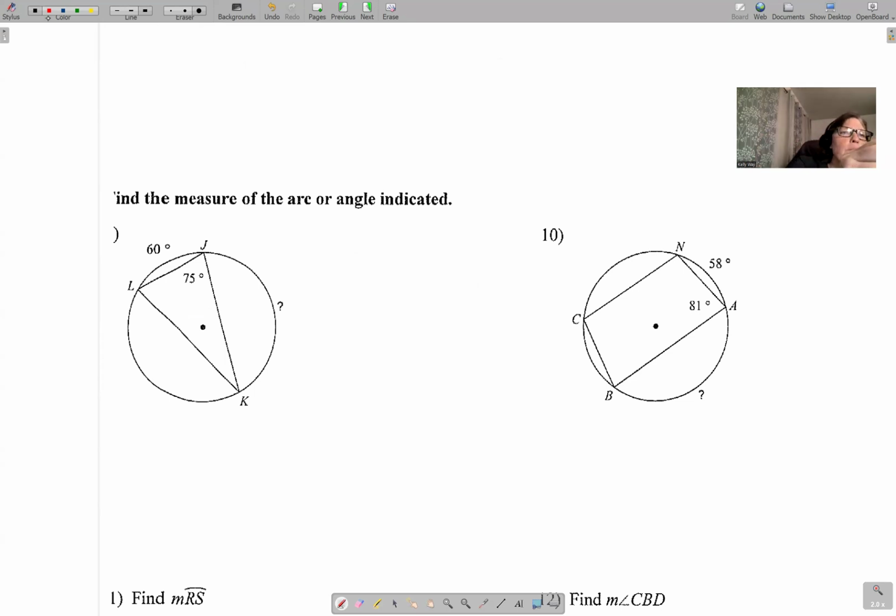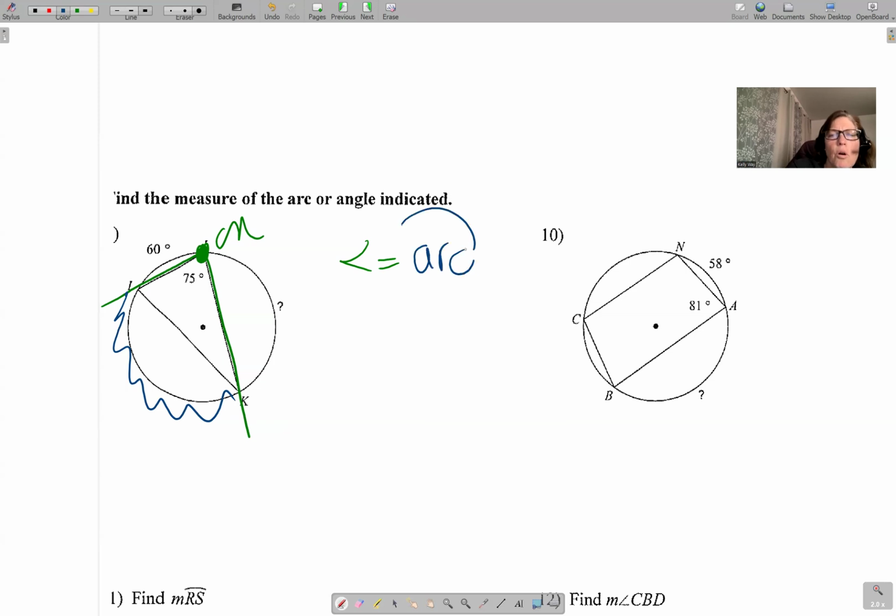Things you need to watch out for here are inscribed angles, a couple of them. Any angle that's on the circle, its angle equals whatever the arc it's grabbing is, over 2. That's an inscribed angle. Anything that's an on angle.